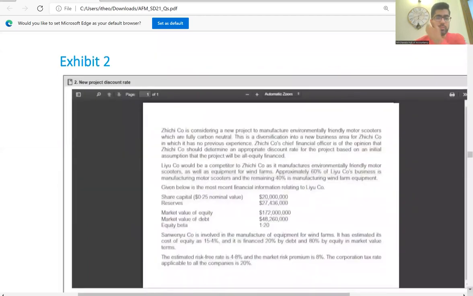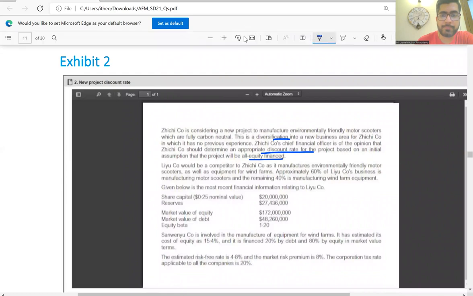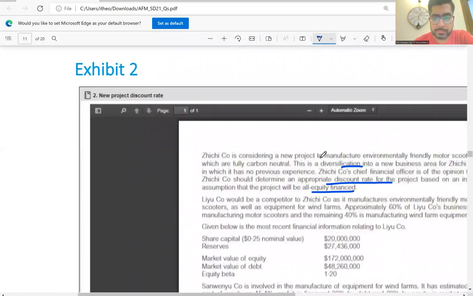These were the three policy failures of this company, if you remember from the last session, okay? Then there was exhibit two. It is considering a new project to manufacture environmental-friendly motor scooters, which are carbon neutral. This is diversification. And the CFO is of the opinion it should determine the appropriate discount rate on an initial assumption that the project will be all equity financed.